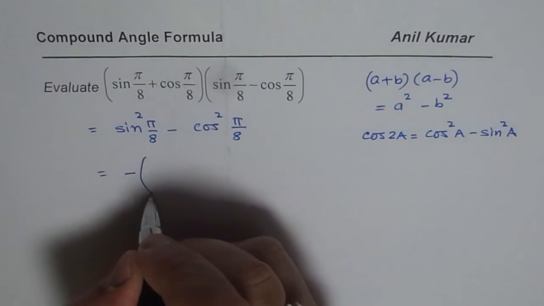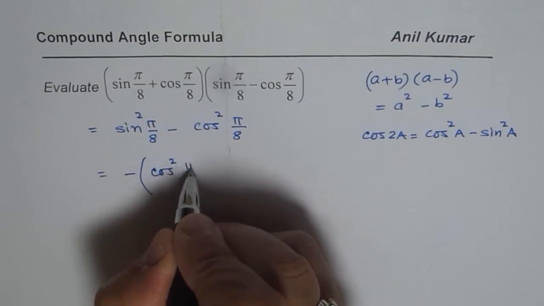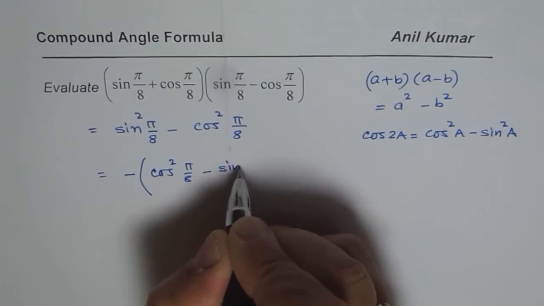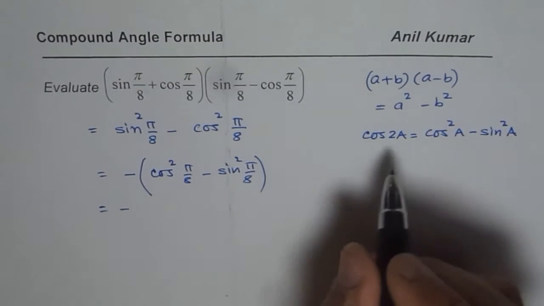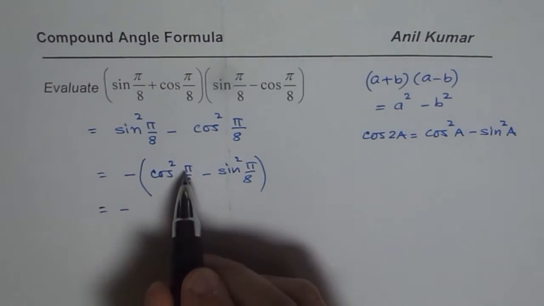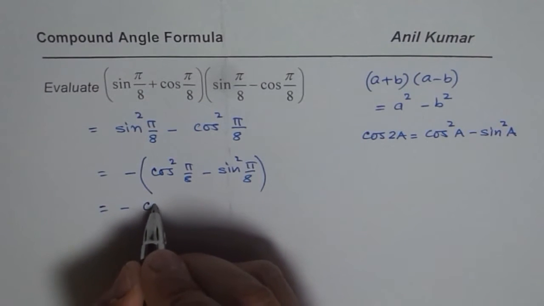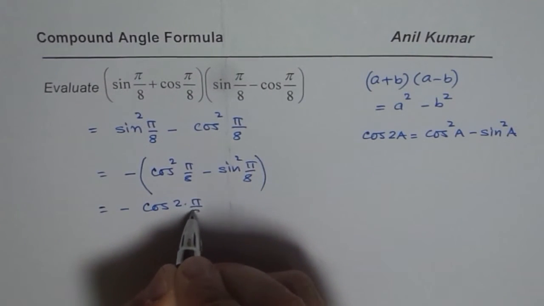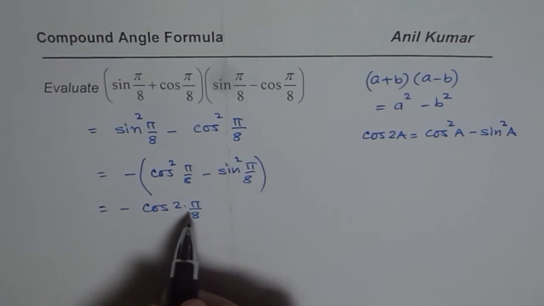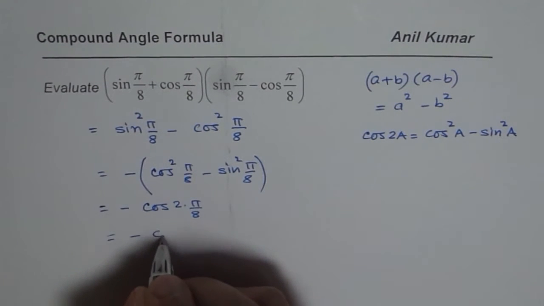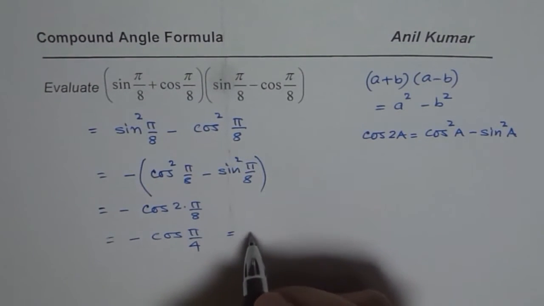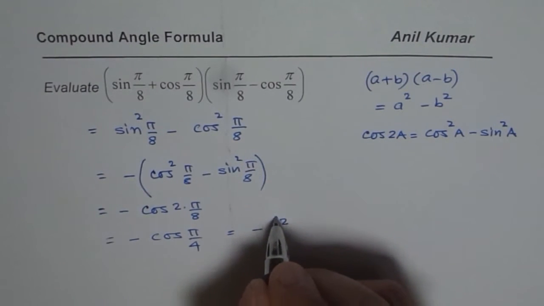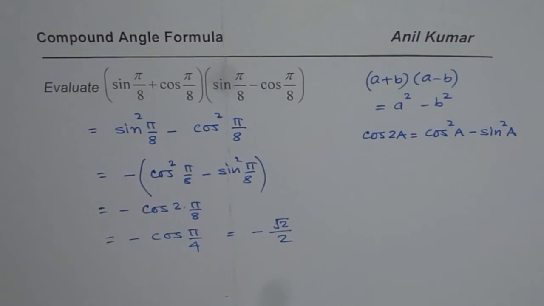Now it becomes, or let me write first this as negative of cos square pi by 8 minus sine square pi by 8. And now I will apply this formula and write this in terms of cos of 2a. A for me is pi by 8, right? So I can write this as negative cos of 2 times pi by 8, which is minus cos of pi by 4. And you know, cos pi by 4 is square root 2 over 2. So we should write this as square root 2 over 2 with a negative sign. So that is how you can evaluate this particular expression.